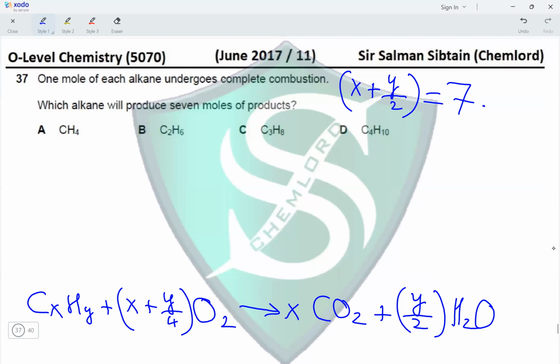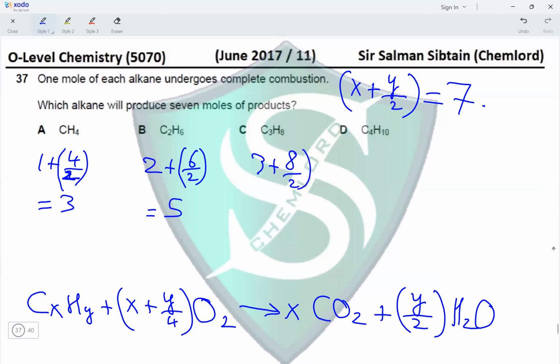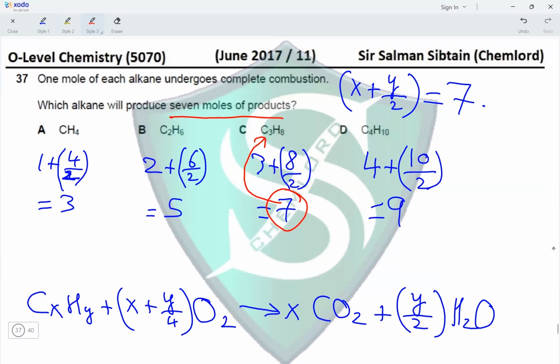So in A, we have got x as 1. So 1 plus 4 upon 2. 4 upon 2 gives us a value of 2. 2 plus 1 equals 3. For B, we have 2 plus 6 upon 2. 6 upon 2 will give us 3. 3 plus 2 equals 5. For C, we've got 3 plus 8 upon 2. 8 upon 2 will give us a value of 4. 4 plus 3 is equal to 7. And in D, we have 4 plus 10 upon 2. 10 upon 2 will give us 5. 5 plus 4 will give us a value of 9. Since the question states 7 moles of products are produced, that is possible in option C, making C the correct option for this question.